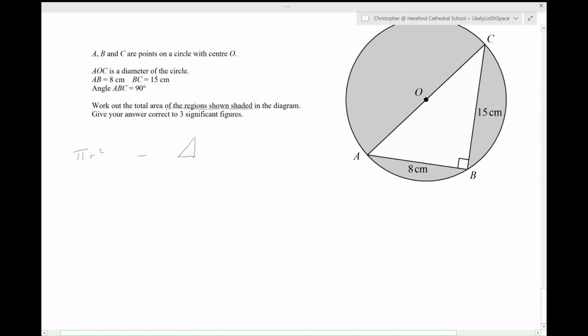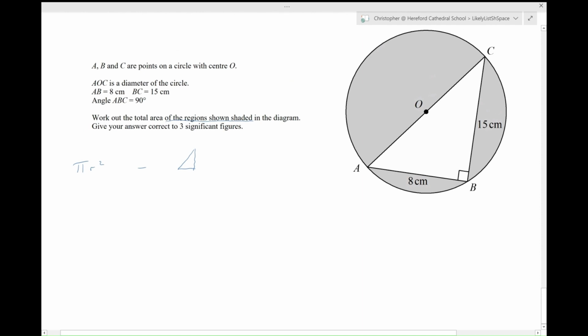So how to work out the area of the circle? I need to know the radius. Now looking at this, I could find the diameter using Pythagoras. So I'm going to do that now. Diameter squared equals 8 squared plus 15 squared. So the diameter squared is 289. So the diameter is the square root of 289, which is 17. So the diameter is 17, so the radius is 8.5.